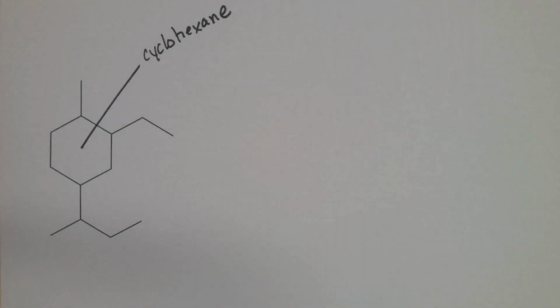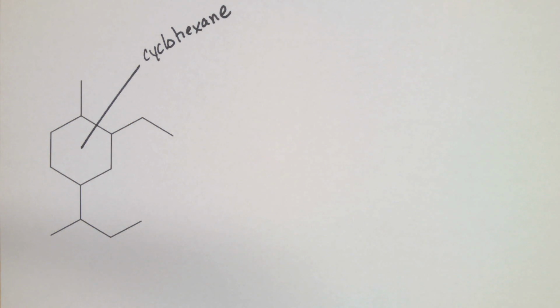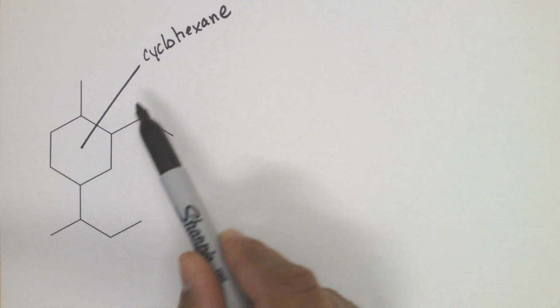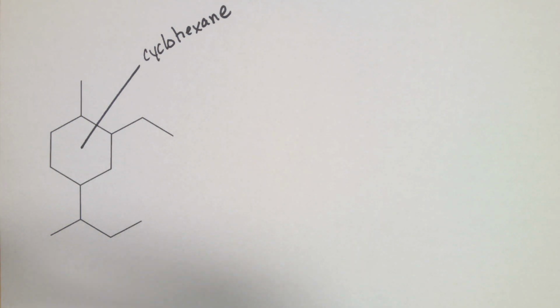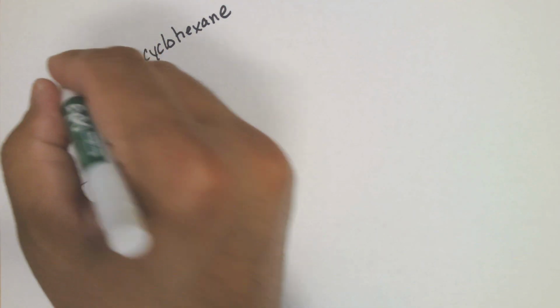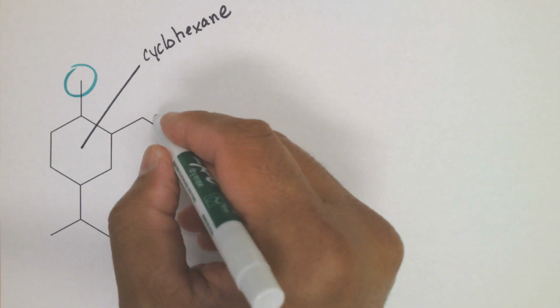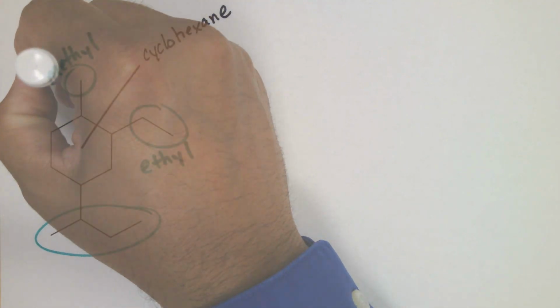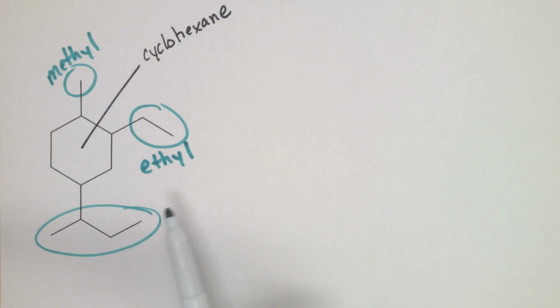So here's an example of a tri-substituted cycloalkane. I'm using the same parent as my previous examples, the 6-carbon ring. The parent here is cyclohexane. And then you'll notice that there are 3 substituents. The 1-carbon alkyl group, the 2-carbon alkyl group, and here we have a 4-carbon alkyl group. The methyl group, the ethyl group, and the 4-carbon substituent, which is a butyl.